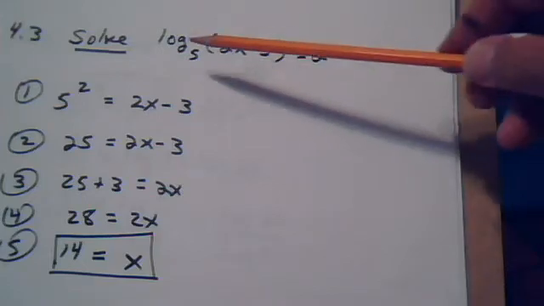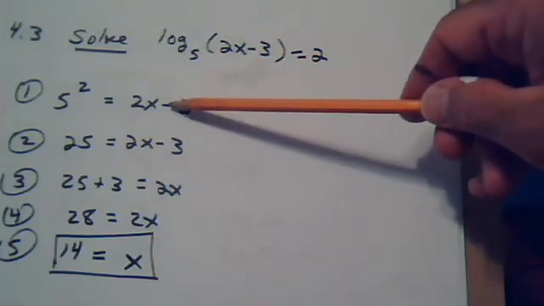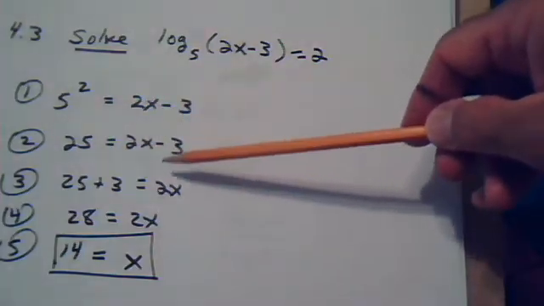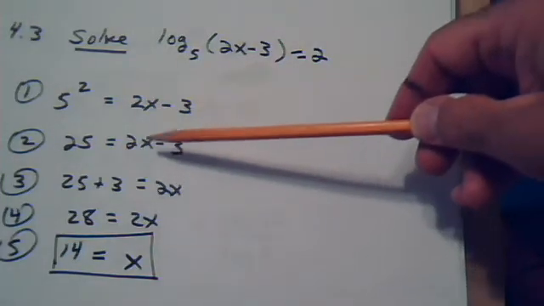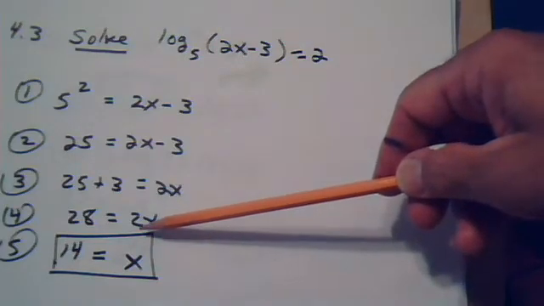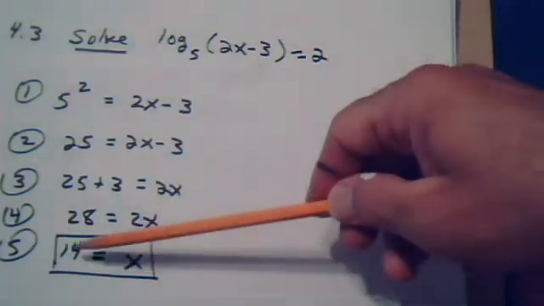After you rewrite it, you don't have to write the log. Now it just turns into a regular equation. 5 to the second is 25. Get the x by itself, follow those steps, combine like terms. Finally, you divide both sides by a 2, and you have x equaling 14.